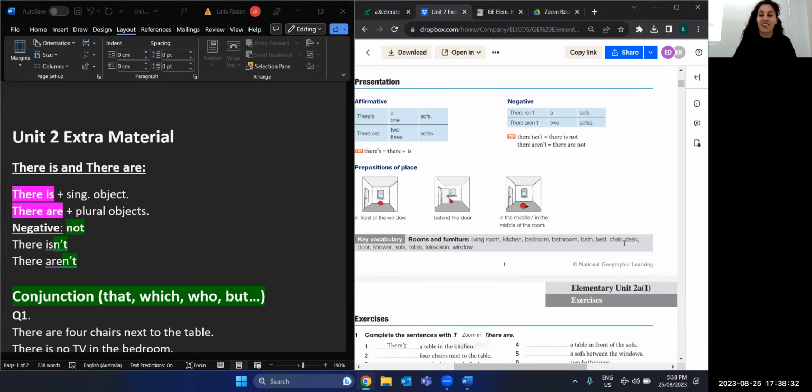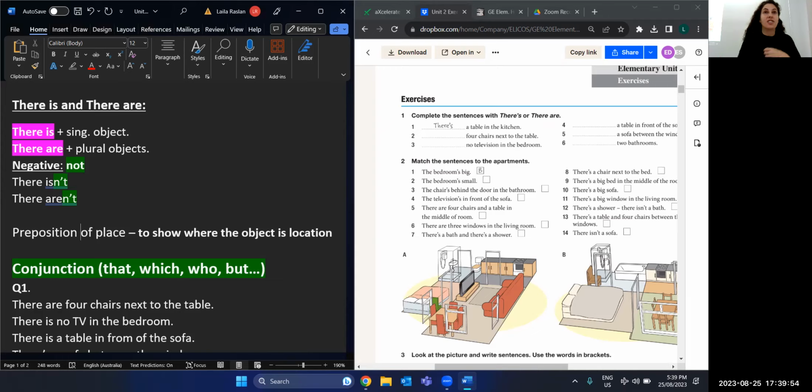Okay, let's then look at the exercises on the next page. So complete the sentences with there's, which is there is, or there are. So remember, singular object, one object, or plural noun, many objects, more than one. So the first one is, there's a table in the kitchen. Because only one, a table, one.